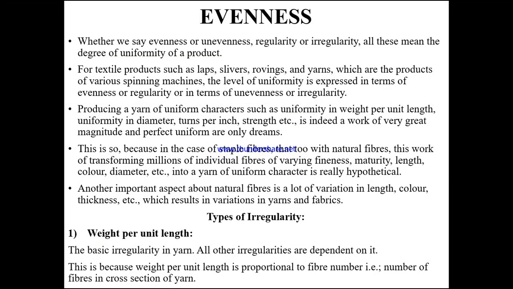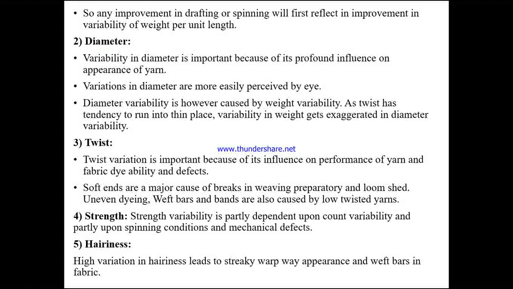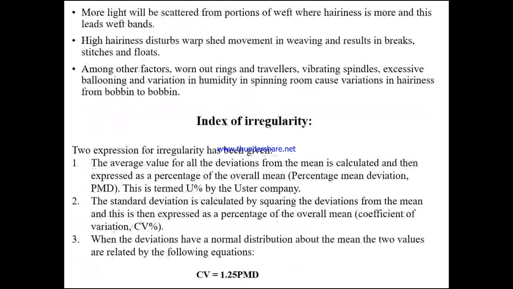My dear students, we were discussing evenness. Already we have discussed the definition of evenness in textile materials, and the types of irregularity, which is defined by weight per unit length, the irregularity in diameter, irregularity in twist, irregularity in strength, and hairiness. We have also discussed the index of irregularity.